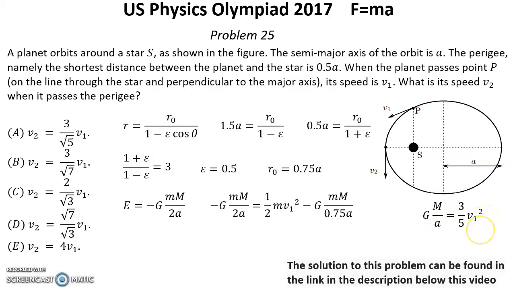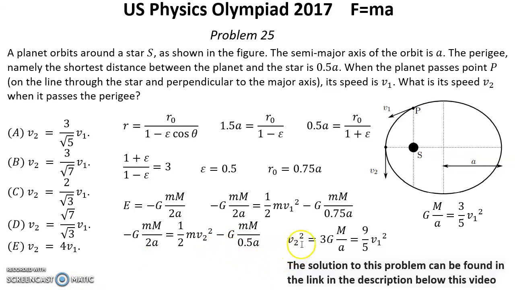And this result we can use in perigee point. In perigee point, again, we have total energy equal kinetic energy plus potential energy, and from here we can find that v2 square equal 3 times G big M over A. It means that v2 equal this expression, which is answer A. That was a solution for problem number 25.